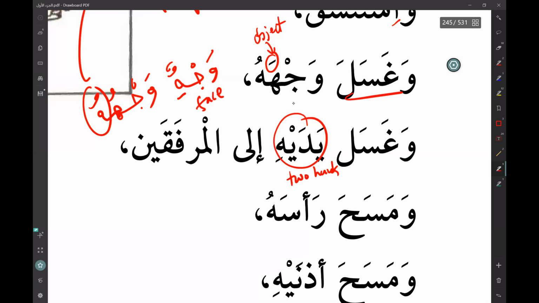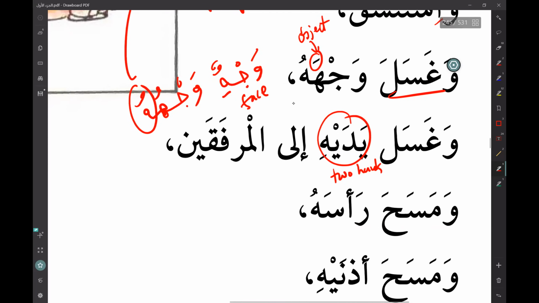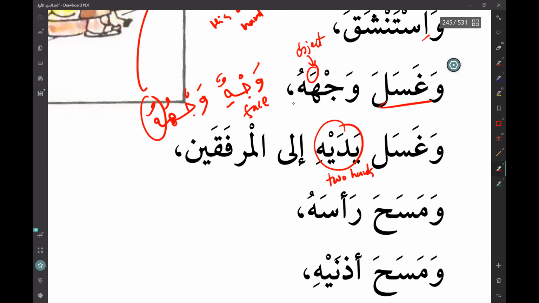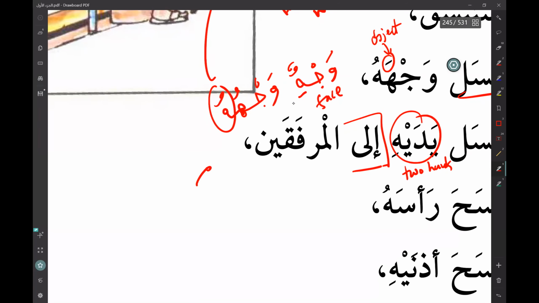Okay, wa ghasala yadayhi ilal mirfaqain. Okay, so looks like we have to discuss this issue. He washed his two hands. Ila is up to. So what is mirfaq? Mirfaq is your elbow. Okay, your elbow.